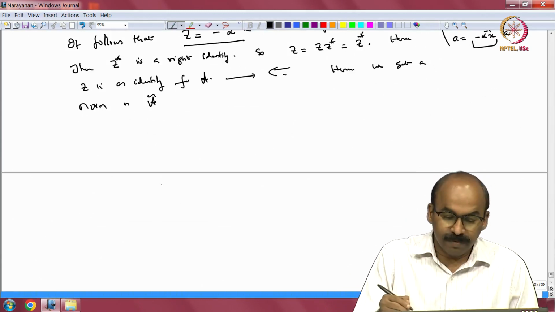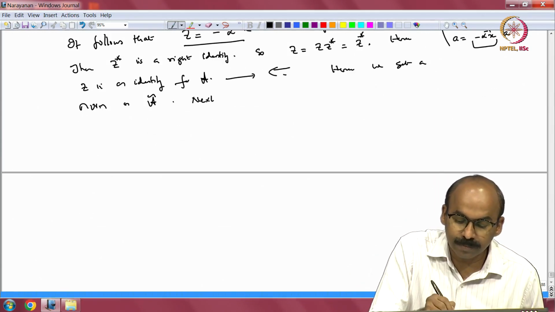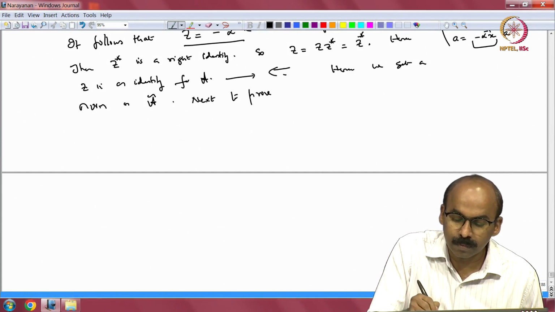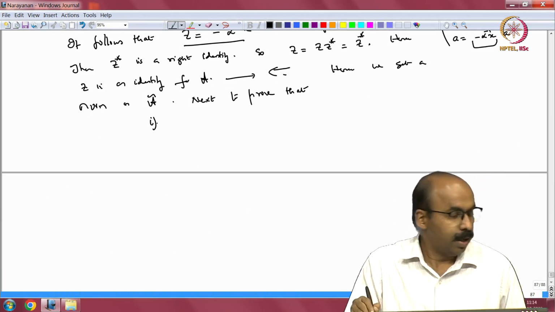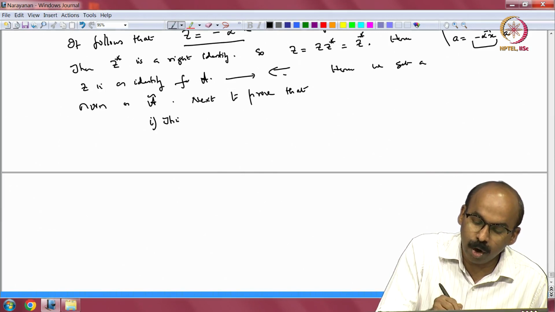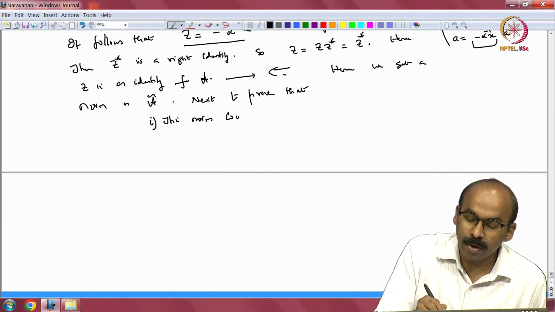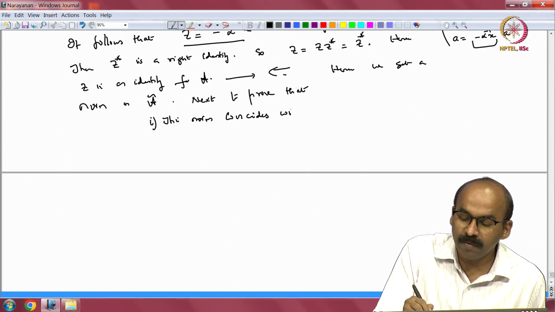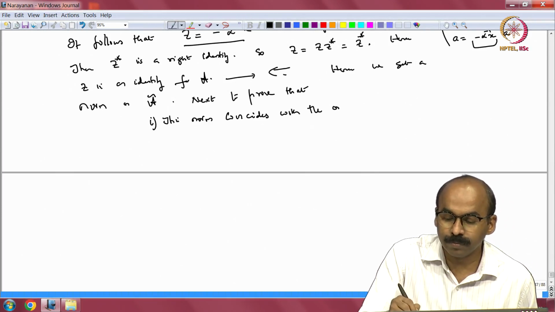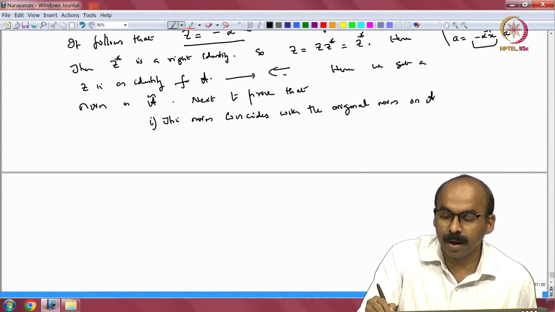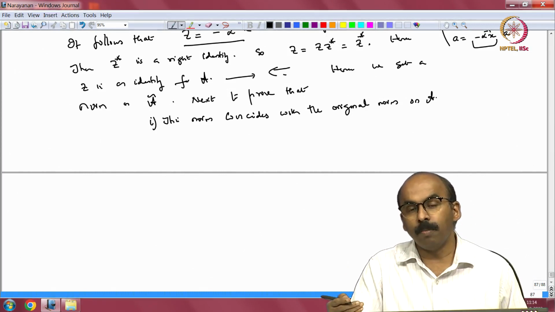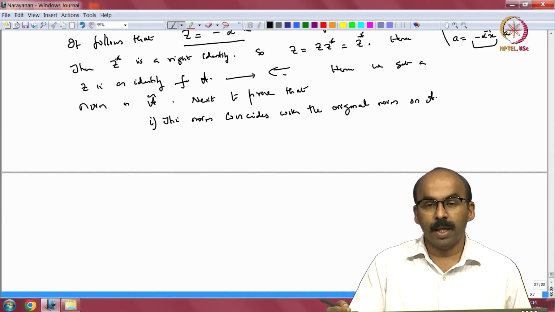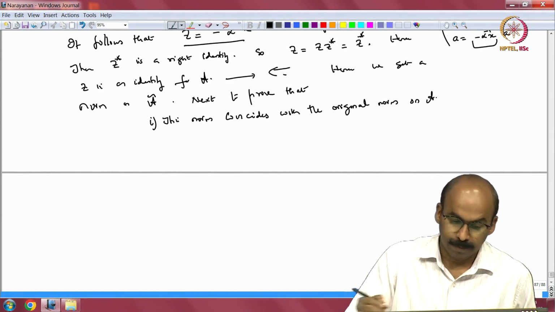Okay. So, what is left? So, next we need to prove that. So, there are 3 more things to prove. One, this new norm coincides with the original norm on A. So, I have defined a norm on A tilde. So, that is a bigger space. If I restrict that norm to A, I want it to be equal to the original norm on A.